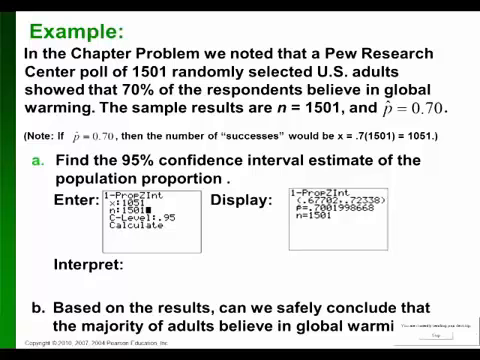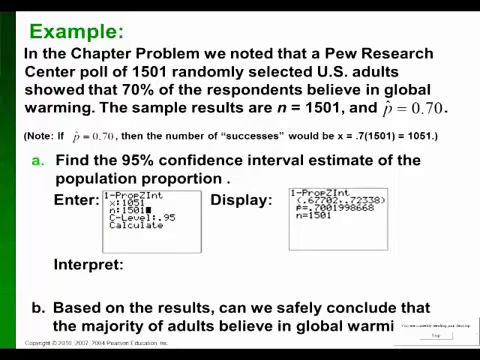1,051 is what I type in for the number of successes out of the sample number, 1,501. And then I have to tell the calculator what percent confident I want to be. That always has to be given to us.